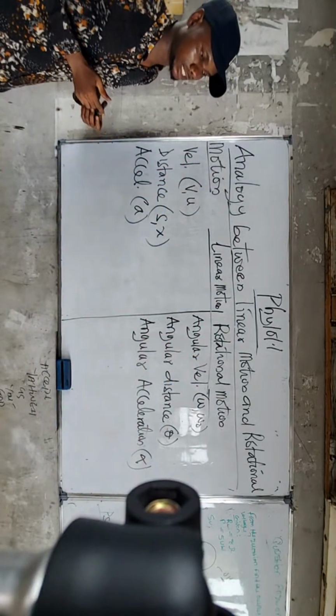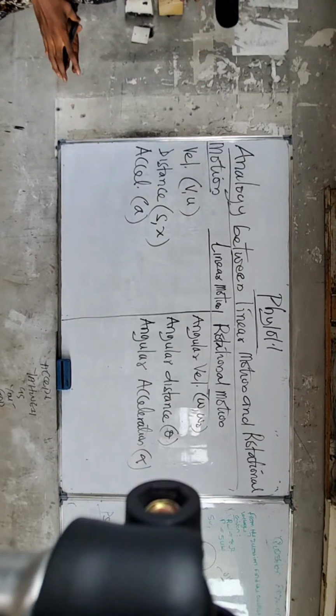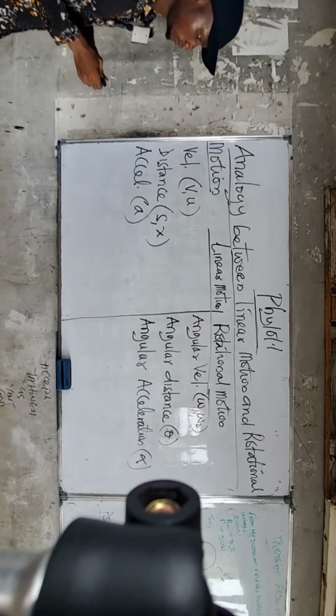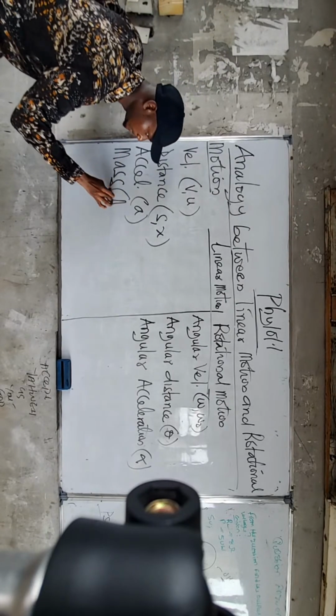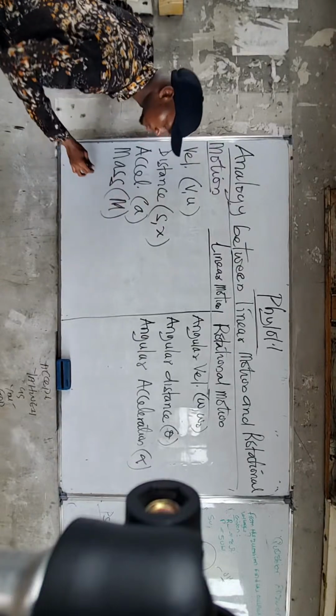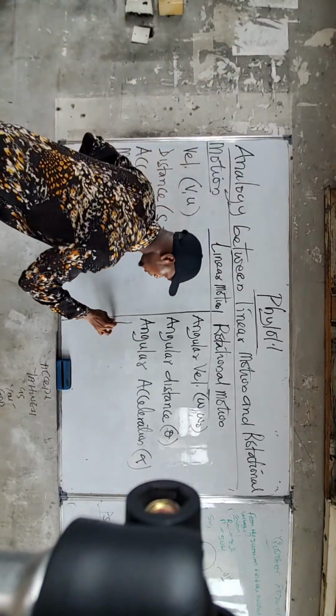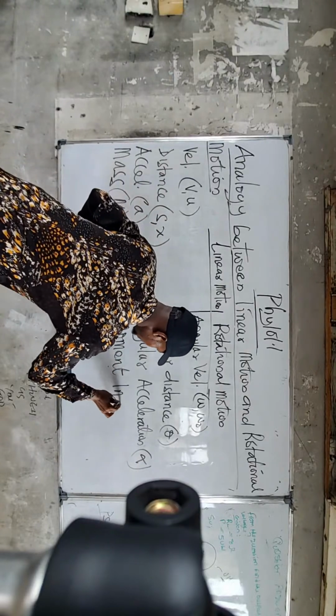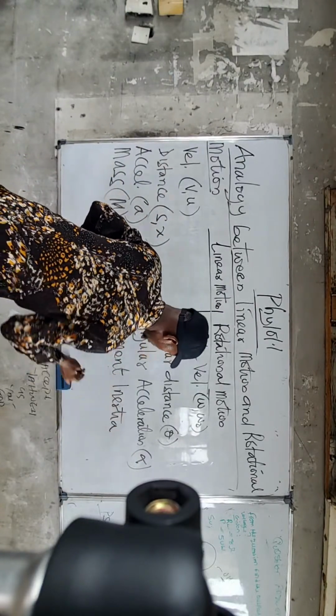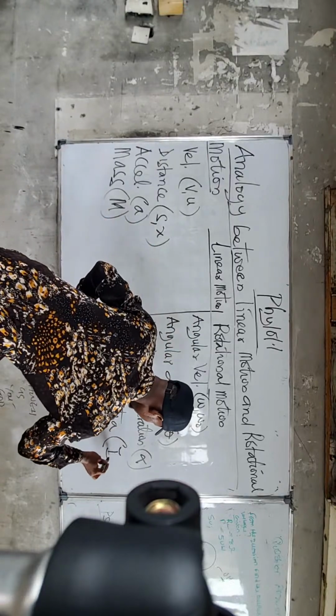Now the next thing here is mass. We use capital letter M to represent mass, but here I'll call it moment of inertia, and we use I to represent this.